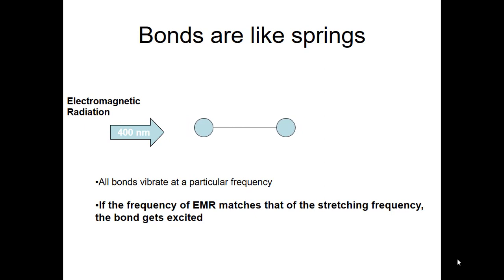So the example that I used is here. If I hit this with 100 nanometer radiation, nothing happens. The bond doesn't get excited. It doesn't absorb the energy. If I hit it with 200, it doesn't get excited. That energy just passes through because the frequency that the bond is vibrating at is different than that radiation. If I hit it with 300, again, nothing happens. Why? Because the frequencies don't match. But when the frequencies match, that's when the bond gets excited. So when I hit this thing with 400, you'll see the difference. There's a little bit more excitement between those two atoms and they start vibrating faster.